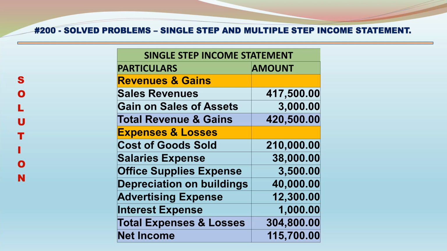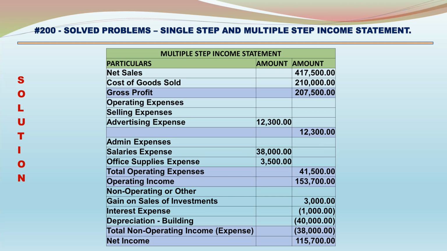420,500. Expenses and losses. Cost of goods sold 210,000. Salaries expense 38,000. Office supplies expense 3,500. Depreciation on buildings 40,000. Advertising expense 12,300. Interest expense 1,000. Total expenses and losses 304,800. Net income 115,700.